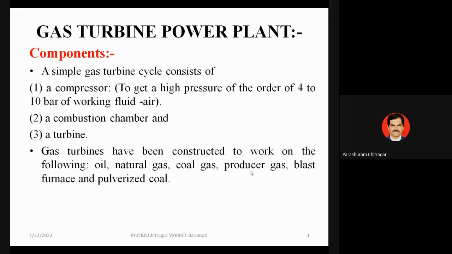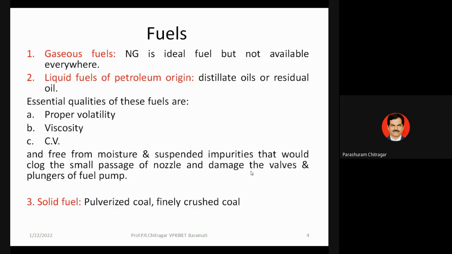Okay. Generally, these gas turbines can be operated using liquid fuel or gases. I mean, like oil, natural gas, even coal gas, producer gas, blast furnace gas, and sometimes by burning pulverized coal, I mean, powdered coal. So these are the fuels. Among gaseous fuels, natural gas is an ideal fuel, but it is not available everywhere and has to be manufactured.